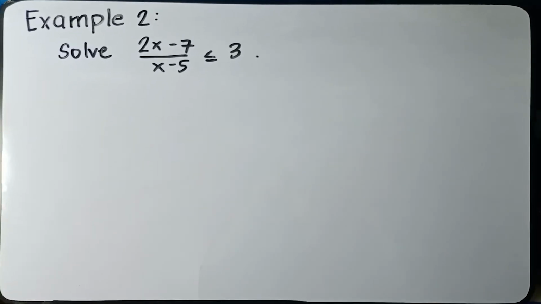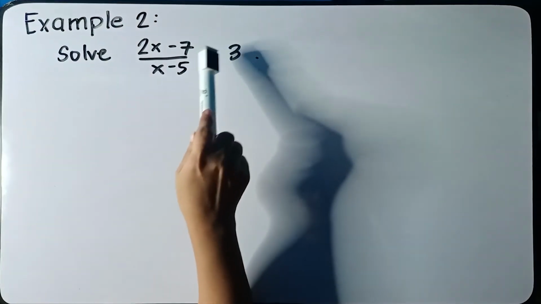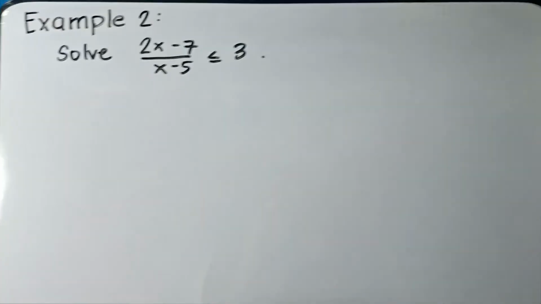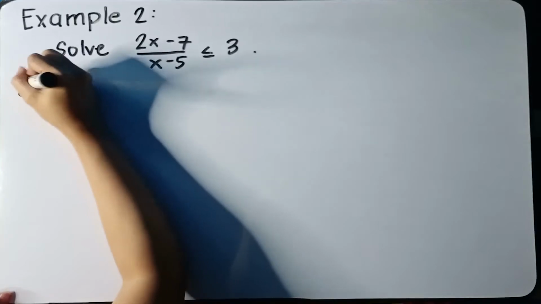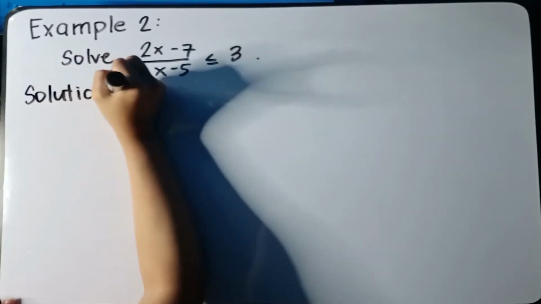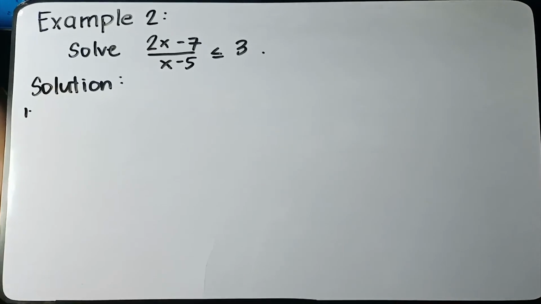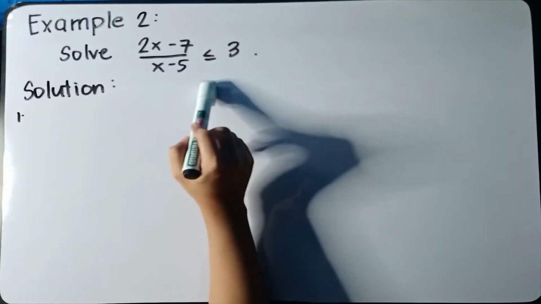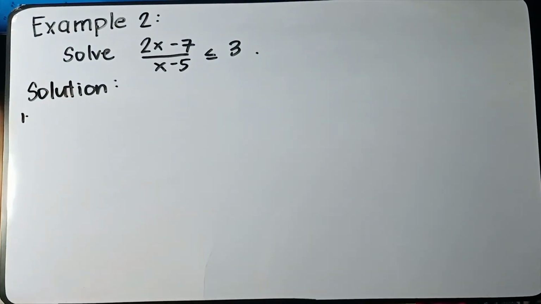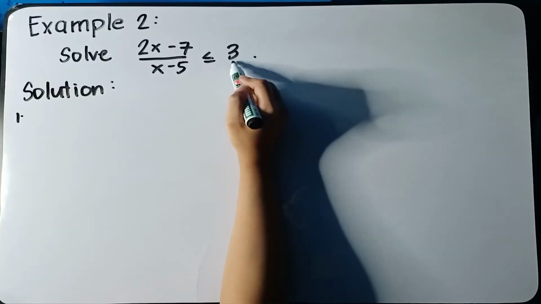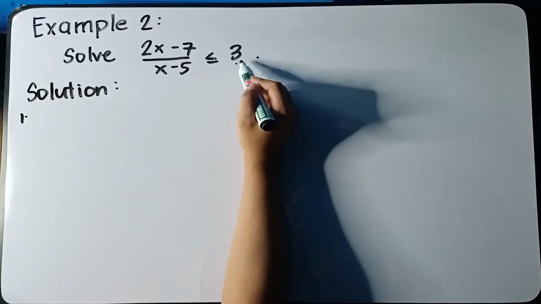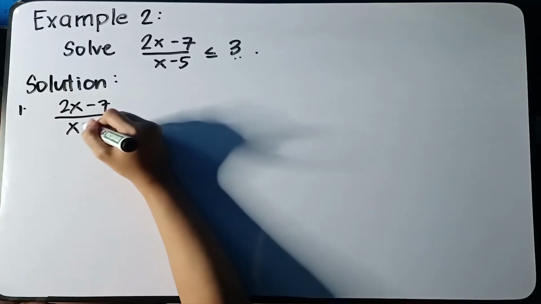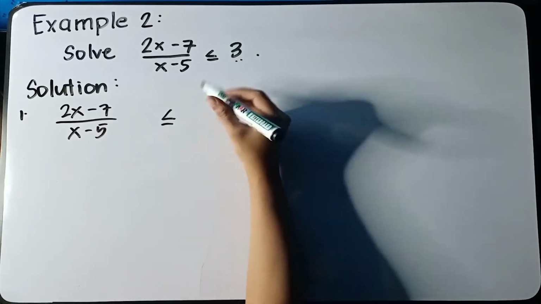For the second example, we have: solve (2x minus 7) over (x minus 5) less than or equal to 3. So, let's have the solution. First step, we need to normalize, to get the standard form of this rational inequality. So, how can we do that? Let's just make one side of the inequality 0. So, we have (2x minus 7) over (x minus 5) less than or equal to 3.